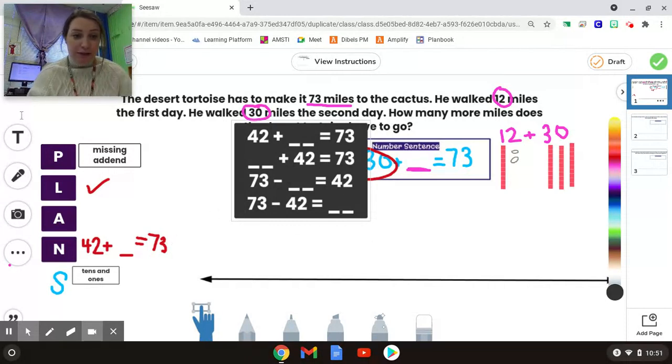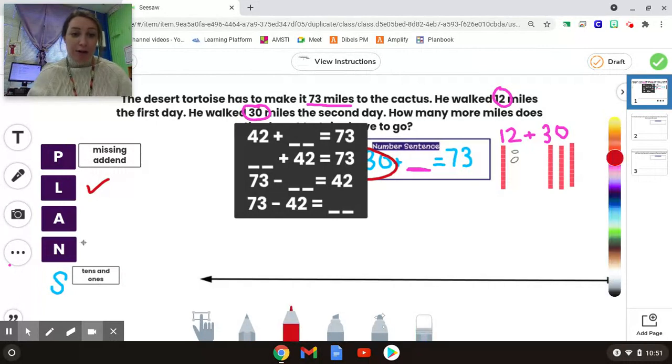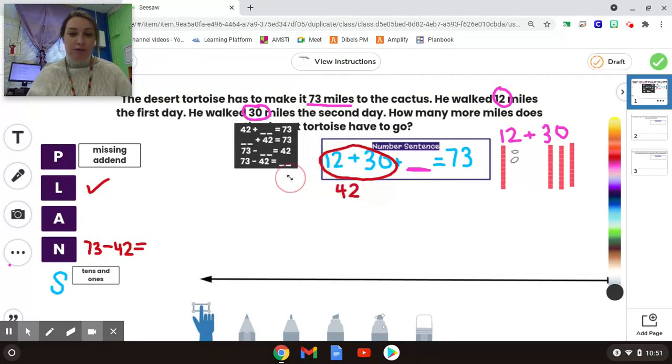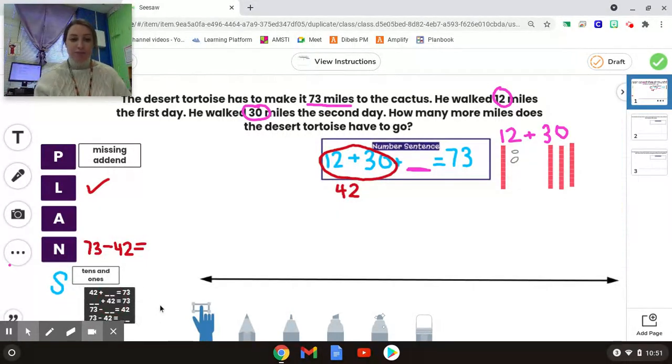So let me erase the number sentence that I had, because I'm going to be using my fact family. And I'm going to write my new one right here. 73 minus 42 gives me how many more miles the turtle had left to go, doesn't it? I'm going to take my fact family and save it over here in case I need it later. I'm just going to shrink it down a little bit and put it down here with strategies. Okay? So we've used tens and ones. We've used a fact family. We're trying to find this missing add-in. What do I do now?